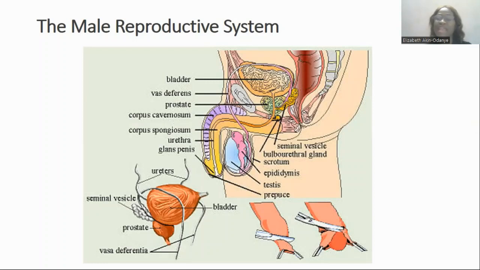An erection is a necessity for insertion into the woman's vagina to take place. The head of the penis, also called the glans penis, is very, very sensitive. This is the head of the penis. It's very highly sensitive to stimulation.